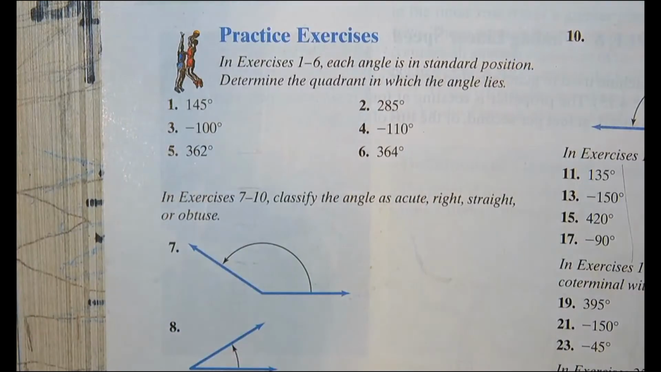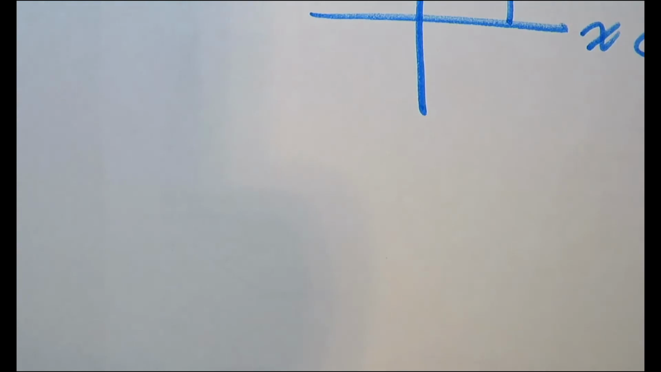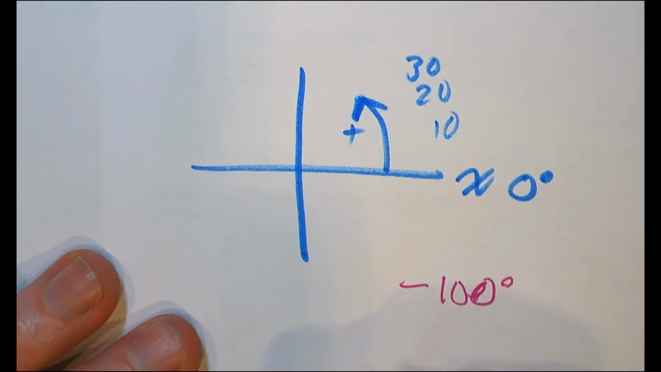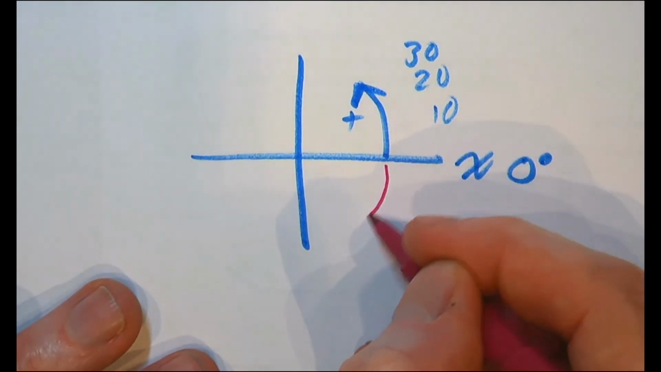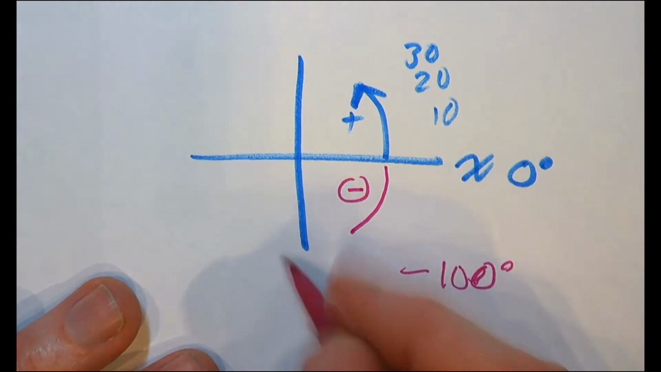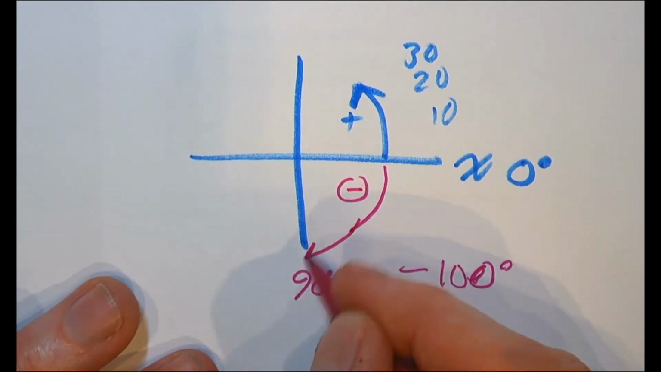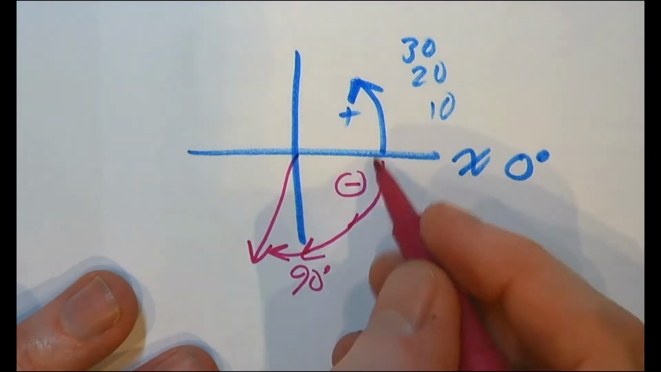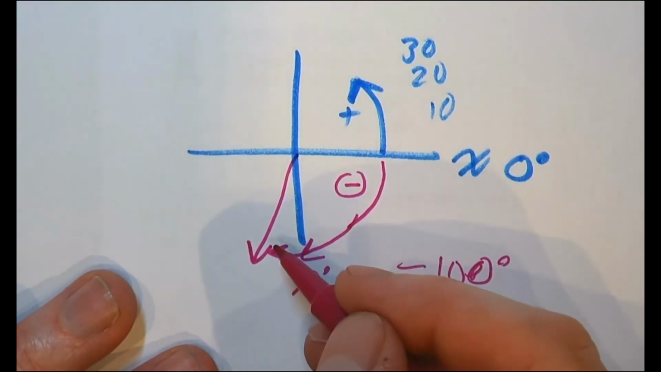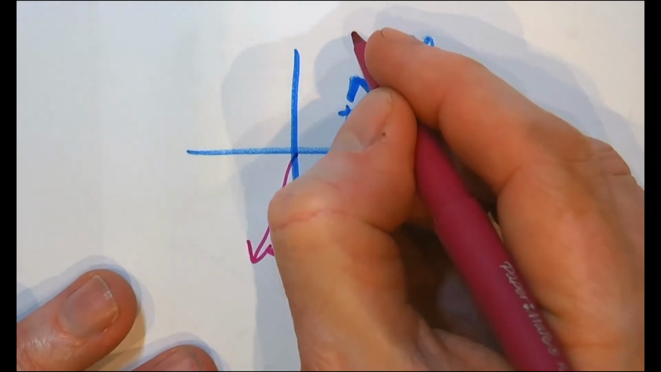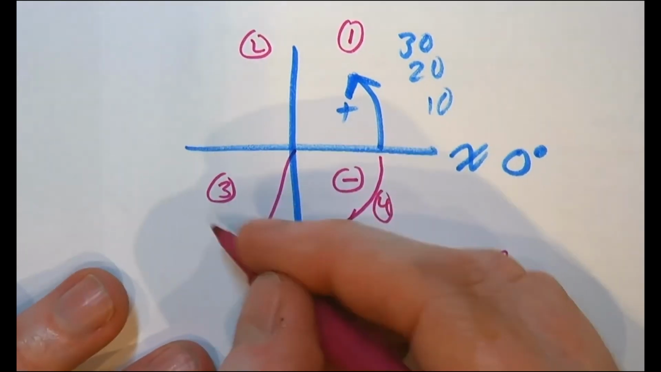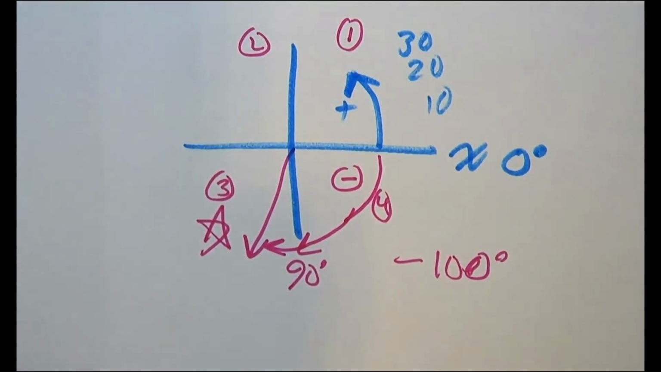But if they give you a negative angle, like negative 100 degrees, you're going to go, oh, wait, I'm going to go the other way, negative. Well, 90 would be a fourth, and I'd be a little bit farther. I'd be over here, wouldn't I? There's negative 100, a little past 90. And so what were the quadrants? 1, 2, 3, 4. Here's where we're at. We're in quadrant 3. Okay.